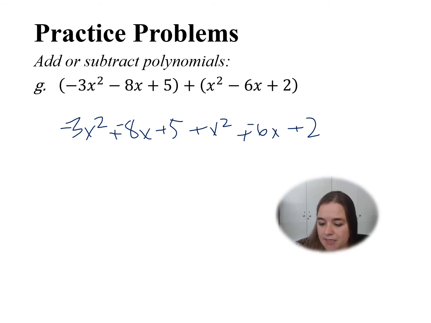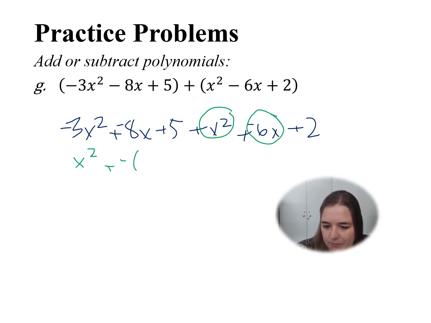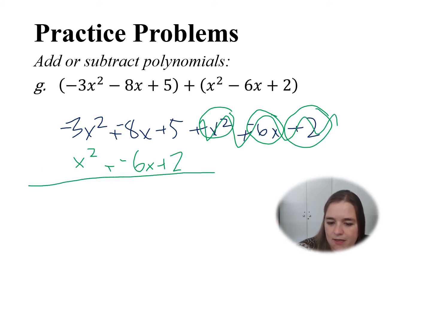So what I'm going to do is I'm going to solve this vertically. So I want to stack my like terms on top of each other. So this x squared, I'm going to stack underneath my negative 3x squared. My minus 6x, I'm going to put underneath its like term. And the plus 2 is going to go underneath its like term. So now I can get rid of that because I have set this up as an addition equation.